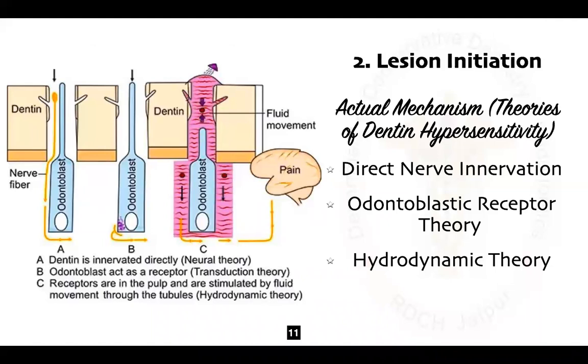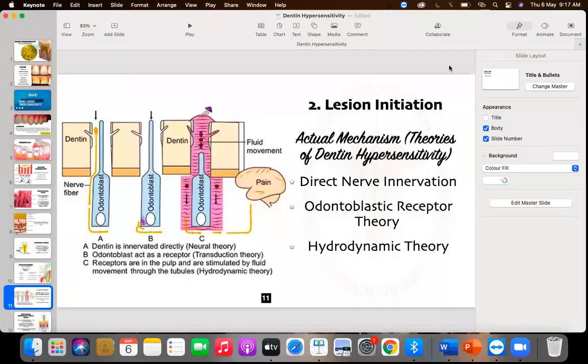Actual mechanisms are based on the theories of dentin hypersensitivity. Let me tell you, not all the theories are widely accepted. When I describe the three theories, you will know exactly which theory is the most accepted theory. Maybe some of you sitting today already know which is the accepted theory. Can anyone quickly tell me which is the most accepted theory?